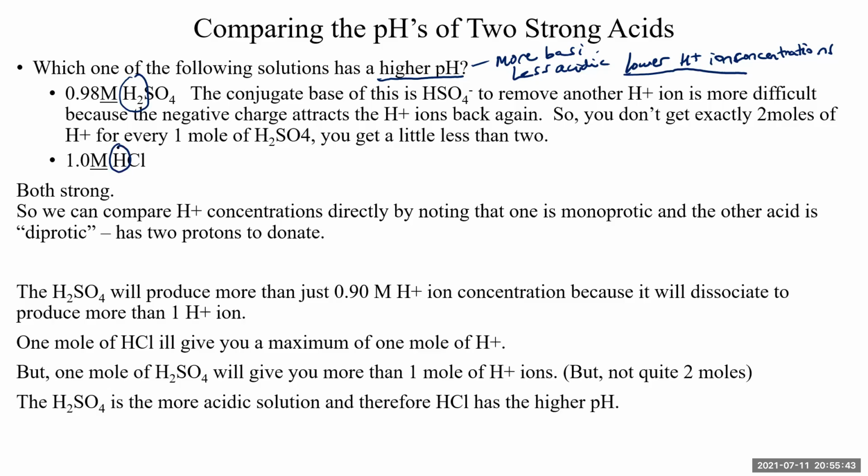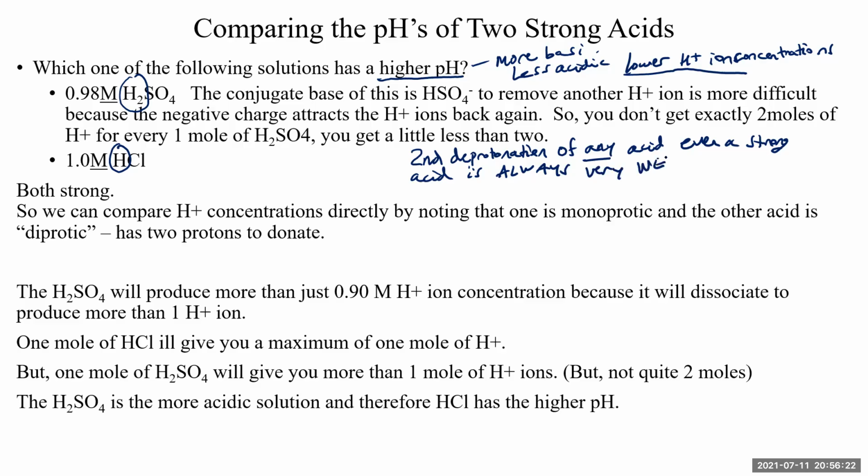Now, wait a minute, though. Here's the problem. This would be straightforward if you understood everything I said so far. This looks like it should be straightforward. There's only one problem here. There's one thing I haven't really told you yet, which is that the second deprotonation, even of a strong acid, the second deprotonation of any acid, even a strong acid, is always very weak.